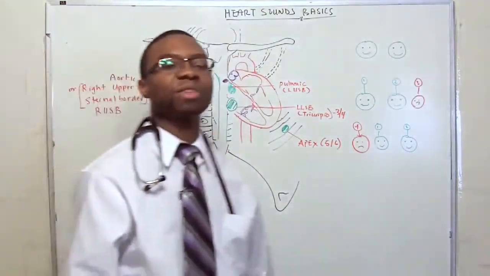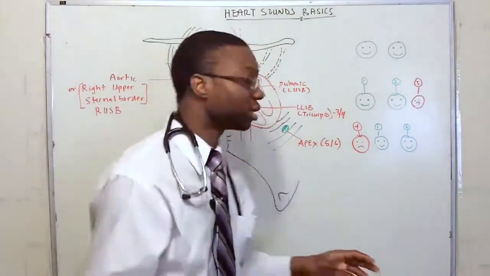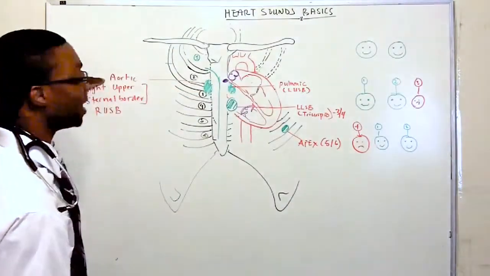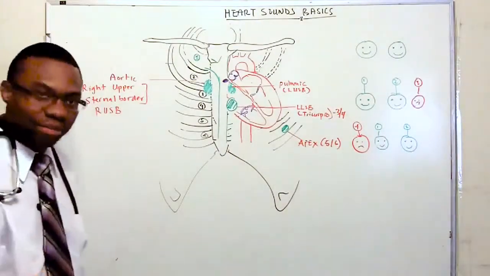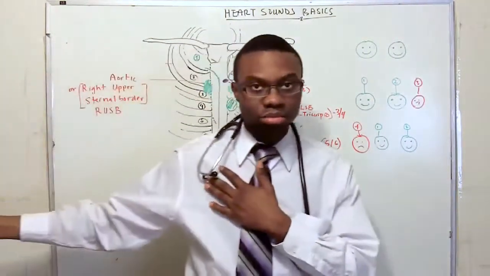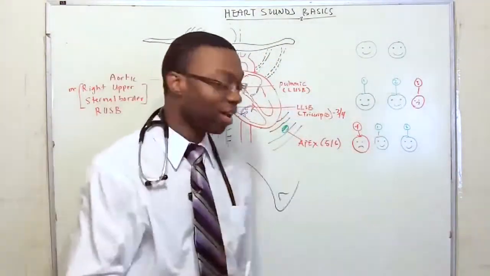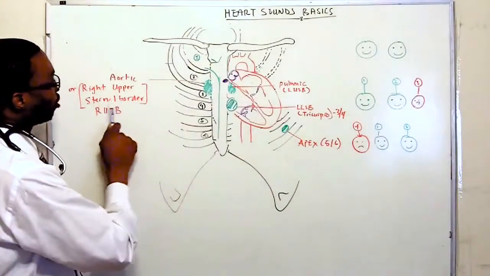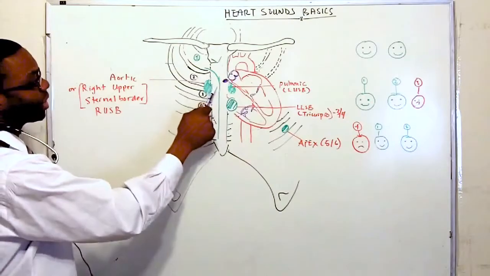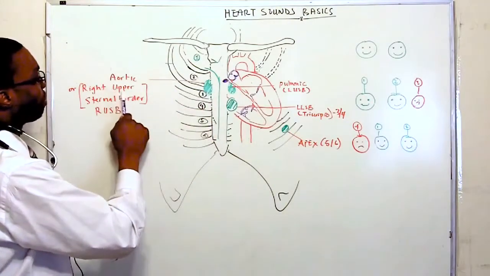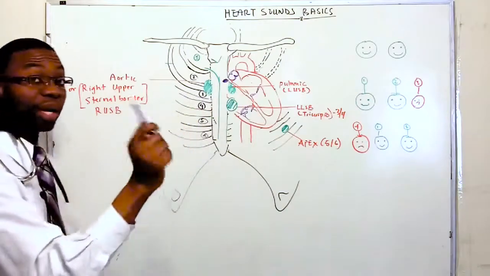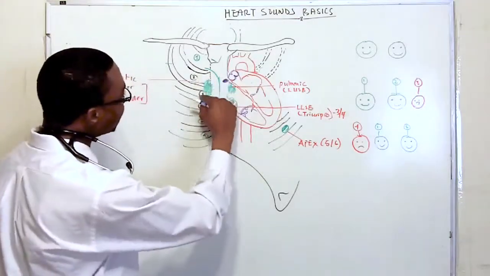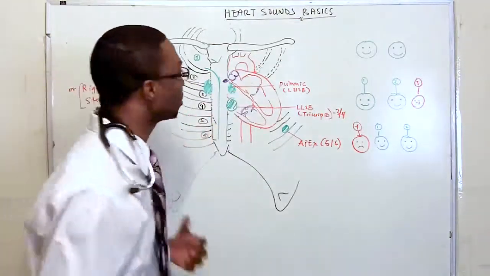When we want to listen to any pathologies involving the aorta, we go up in between the second and the third intercostal space. So that's called the aortic region, and there's a fancy name for it. So this is the right side of our body, and this is the left. How easy can that be? We call this the right upper sternal border, RUSB, but it's in between the second and the third intercostal space. So kind of right in this region, it's a little area.